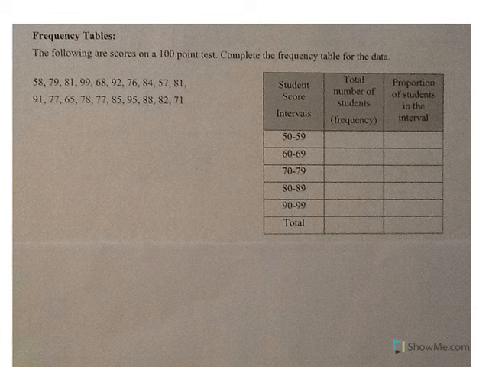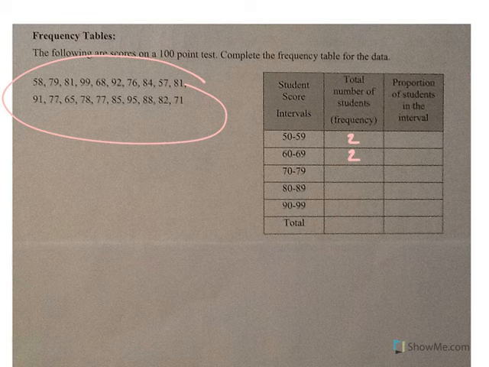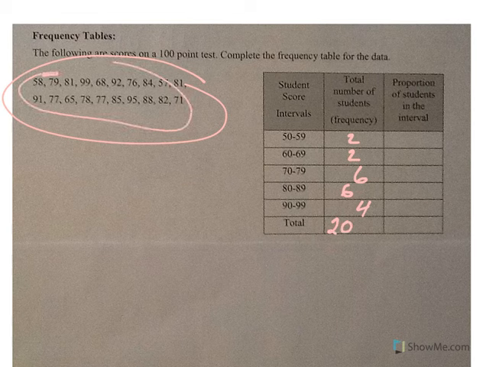Either way, if you look at these data sets and you total them up, you have 2 in this spot, 2, 2, 6, 6, 4, and there are 20 of them total. So that's how we get this column, by just counting how many are in that data spot.